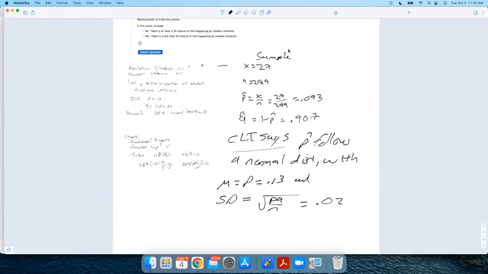Okay, so if a homework question asks you to describe the model, or if a test question says, give the model, we only know the name of one model. Anytime a question says, give the model, it's a normal model. That's the only model we know how to work with. The mean for a proportion problem is the population success rate, P, and the standard deviation is the square root of PQ over N.